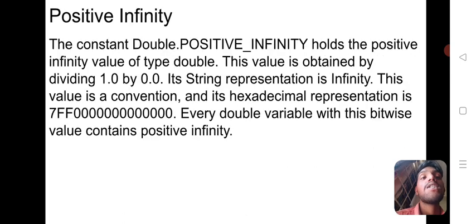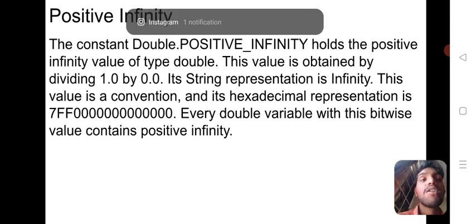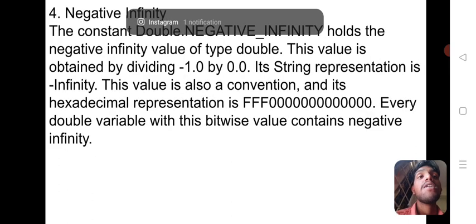Positive infinity. The constant Double.POSITIVE_INFINITY holds the positive infinity value of type double. This value is obtained by dividing 1.0 by 0.0. Its string representation is Infinity. This value is a convention and its hexadecimal representation is 7FF0000000000000. Every double variable with this bitwise value contains positive infinity.